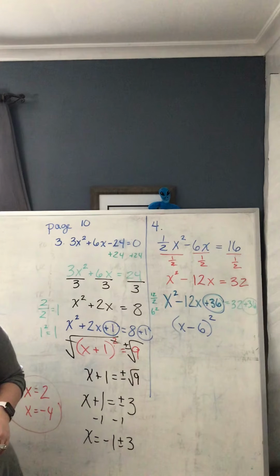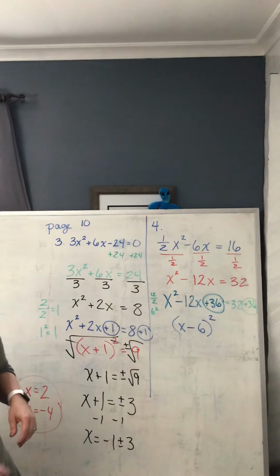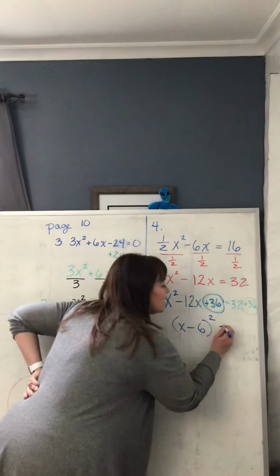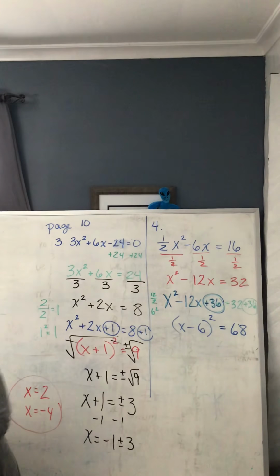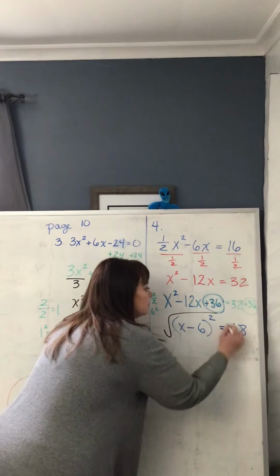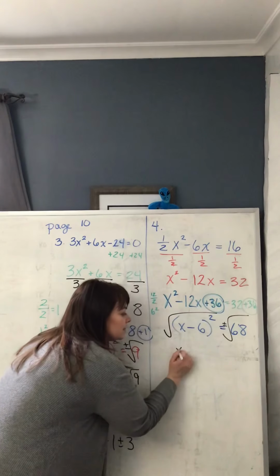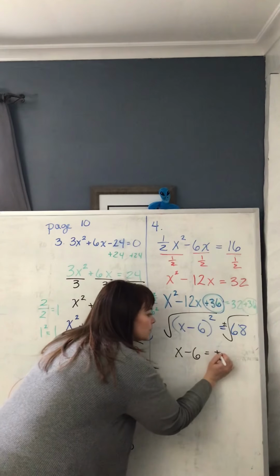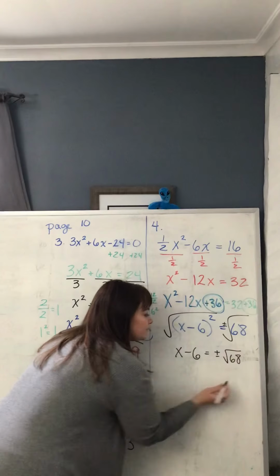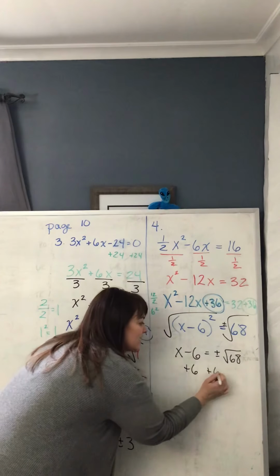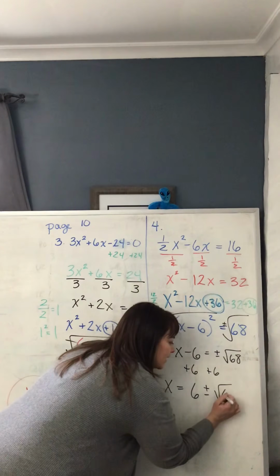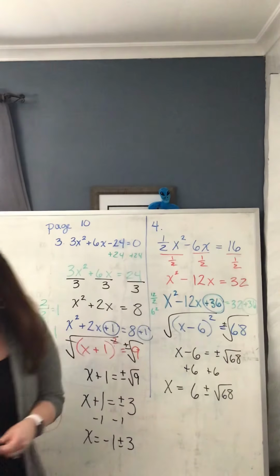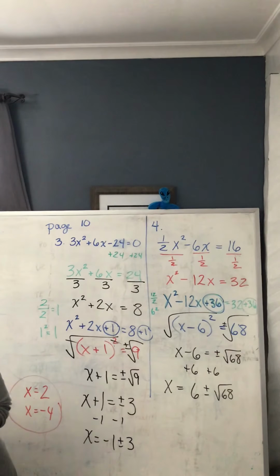All right, I think somebody's up from nap. So I've got to hustle through this problem here. I got a 68 on this side. Square root both sides. Don't forget your plus or minus. X minus 6 equals plus or minus square root of 68. Add the 6 to both sides. What's nice about a video is if I am going too fast, you can rewind it. You can watch it again.